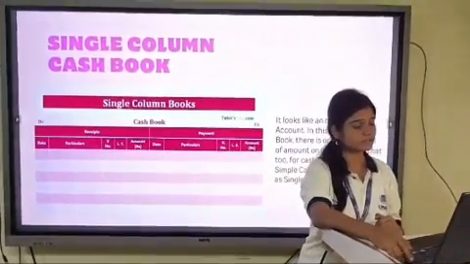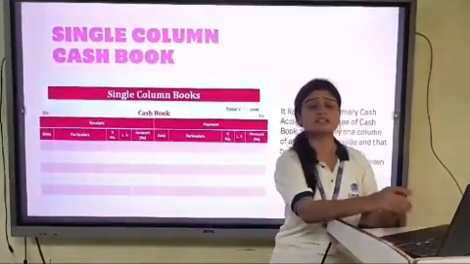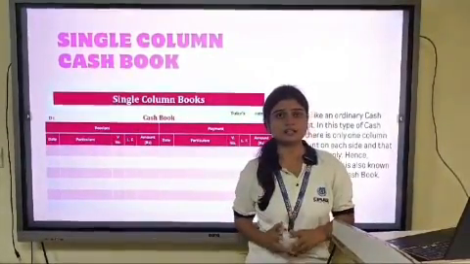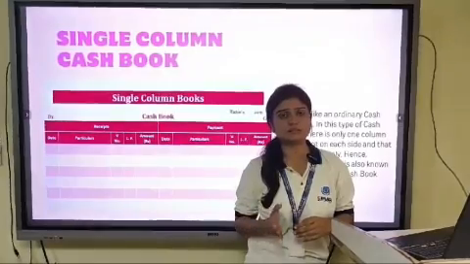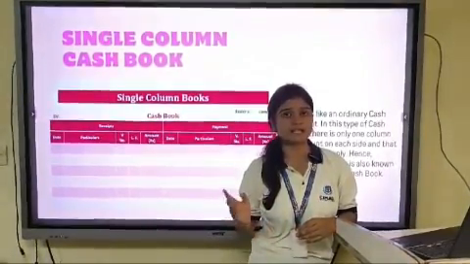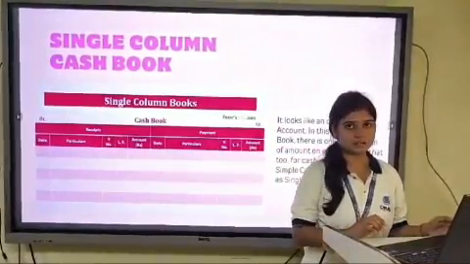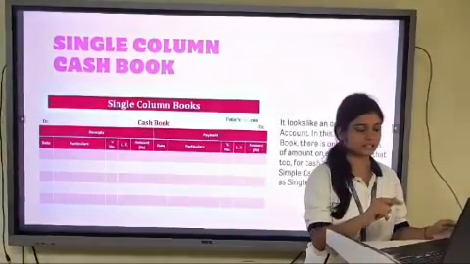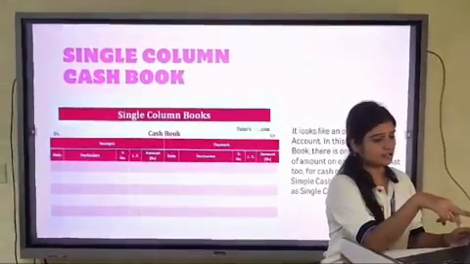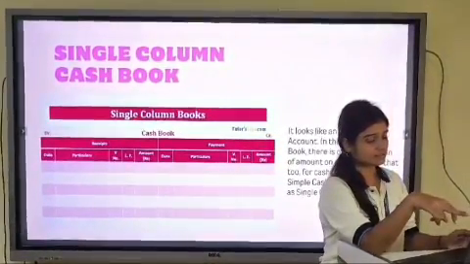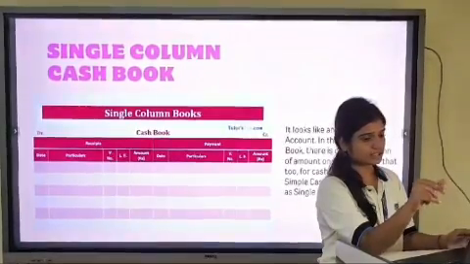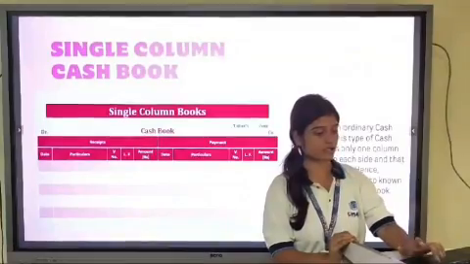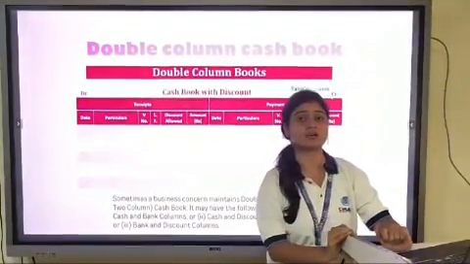So this is the single column cash book, and now I want to give an example. For example, if we purchase goods from Ram by cash, then the purchases account is debited and the cash account is credited. So here cash is credited, so we write by purchases on the credit side of the cash book and put the amount on the credit side. So this is the single column cash book, and now I am going to discuss the double column cash book.